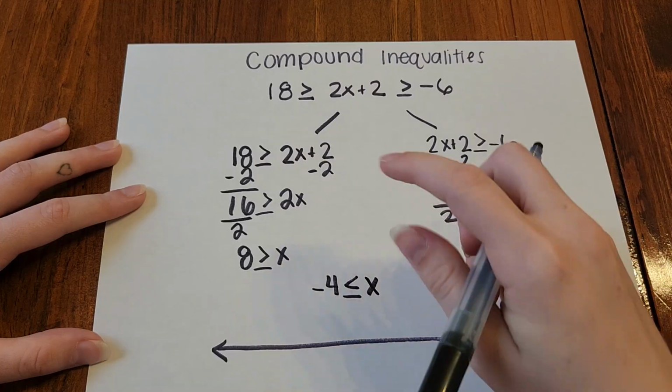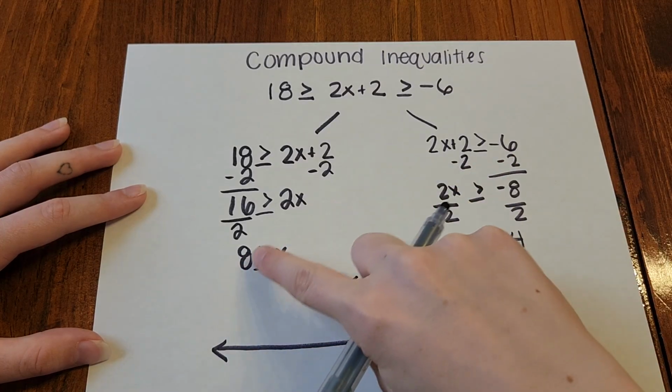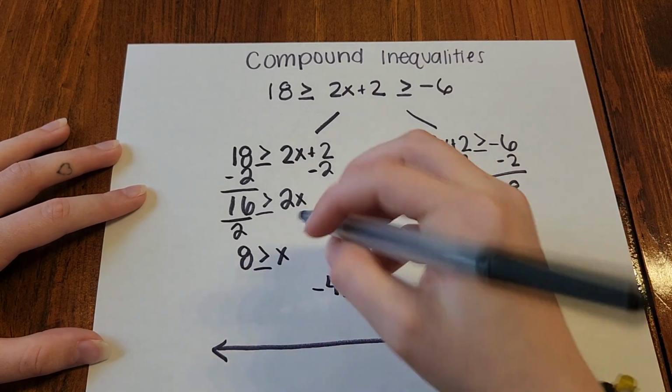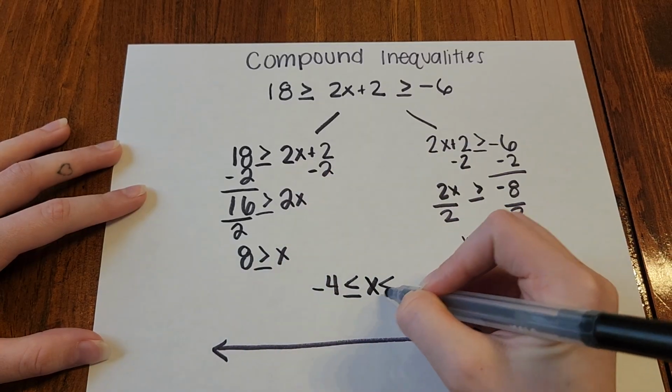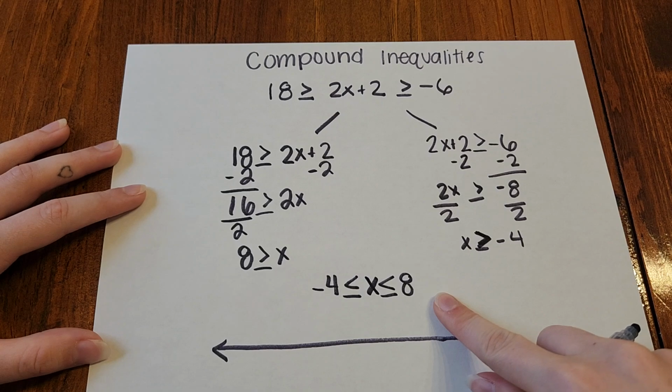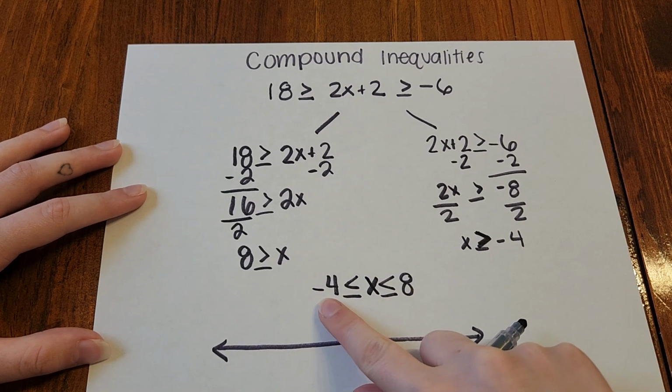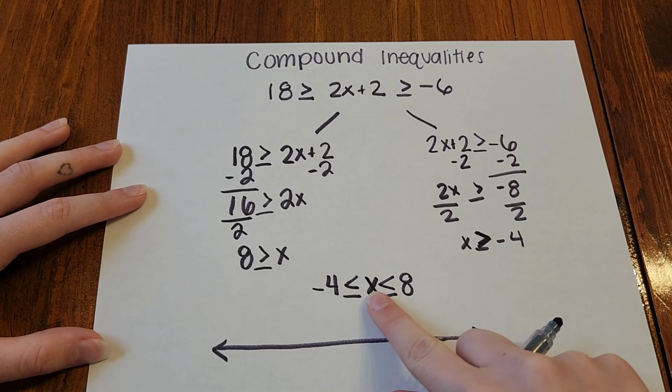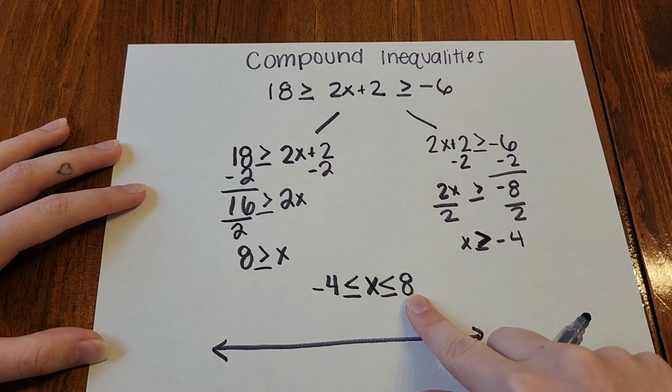Our x goes in the middle, and this is 8 is greater than x, so we're going to have the greater than sign opening towards that 8 still. And then this is how we write our final inequality. -4 is less than or equal to x, which is less than or equal to +8.